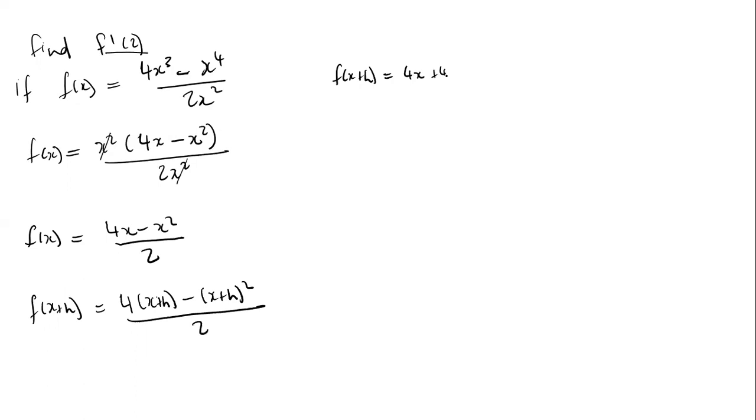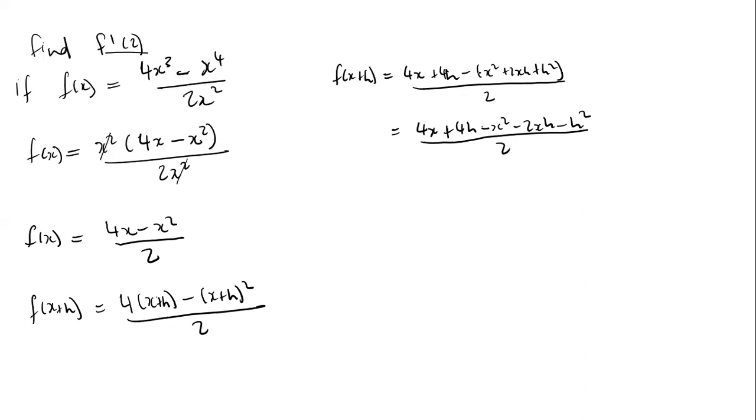plus 4h minus, into x squared plus 2xh plus h squared, close bracket, expanding this bracket, divided by 2. Therefore, we're going to say 4x plus 4h, and multiply with this negative: x squared minus 2xh minus h squared, divided by 2. Do we have like terms over here? No, we do not have like terms, so we're just going to leave it as it is.